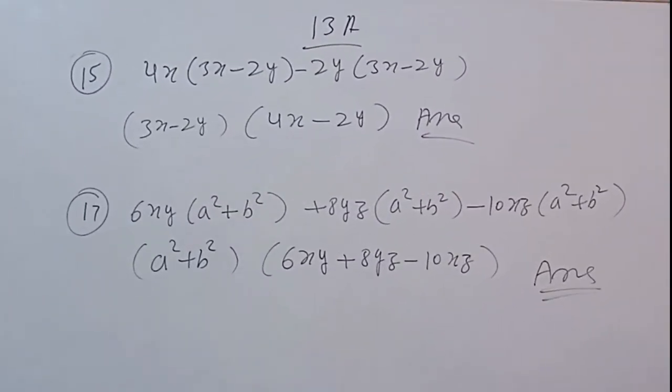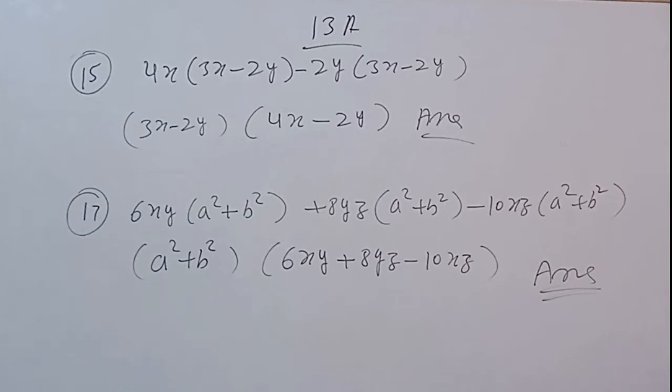Children, I am taking question number 15, that is 4x in the bracket 3x minus 2y minus 2y in the bracket 3x minus 2y. By inspection we can find easily that 3x minus 2y is the greatest divisor that can divide both terms. Taking 3x minus 2y outside, we will have inside the other bracket 4x minus 2y. In that manner you can factorize question number 15.